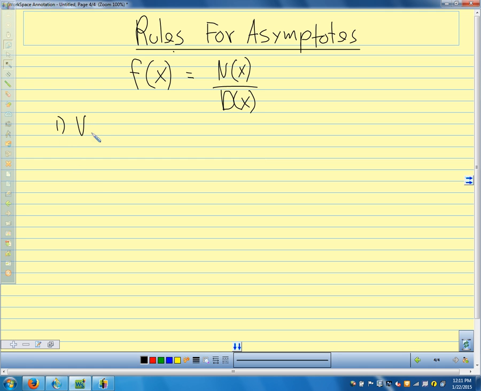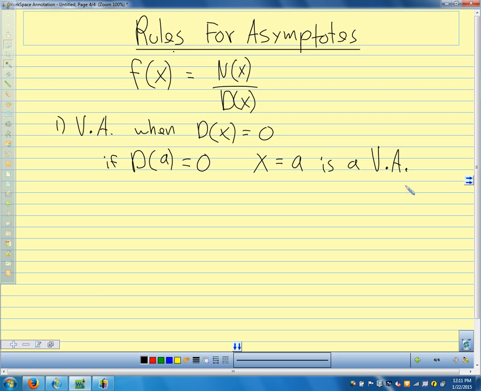So our first rule. We have a vertical asymptote when the denominator equals 0. And remember, our vertical asymptote is a line. So we would say if d of some value a equals 0, if the denominator equals 0 when I plug some number in there, then x equals a is a vertical asymptote. The line x equals a. So I just figure out what number makes the denominator 0, and I say x equals that number is my vertical asymptote. So this is where finding zeros of polynomials comes in handy with rational functions. I need to find where the denominator equals 0.